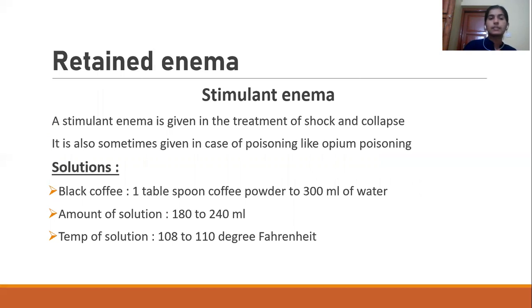It is also sometimes given in case of poison, like opioid poisoning also we can use. So solutions include black coffee. Here we are commonly using coffee, one tablespoon of coffee powder with 300 ml of water. It is a stimulant. That's why the name stimulant enema. Amount around 150 ml. We can use temperature 108 to 110 Fahrenheit. So that is about the stimulant enema.